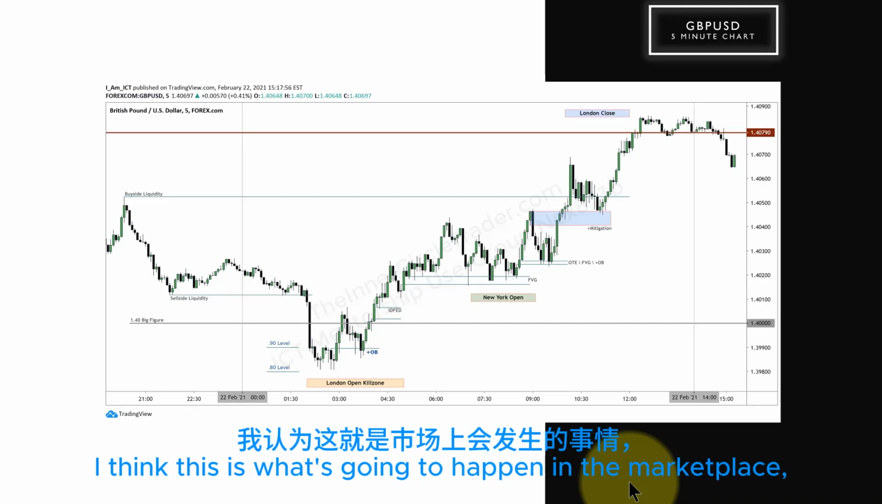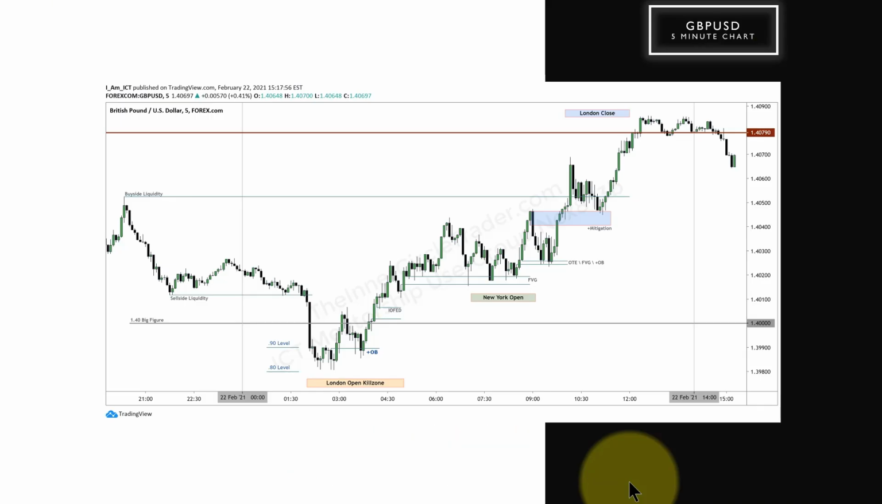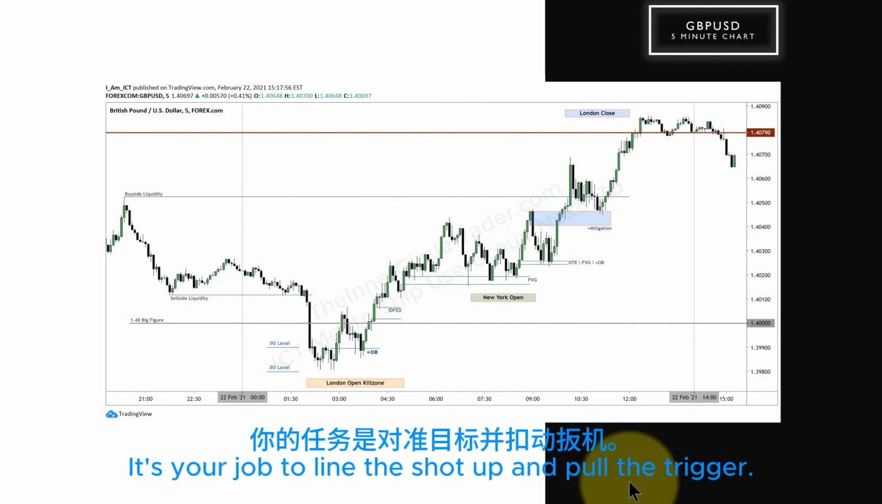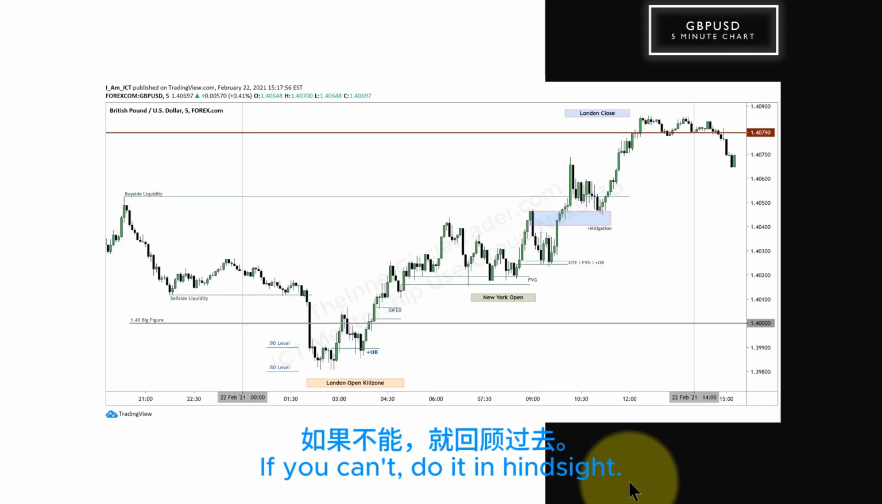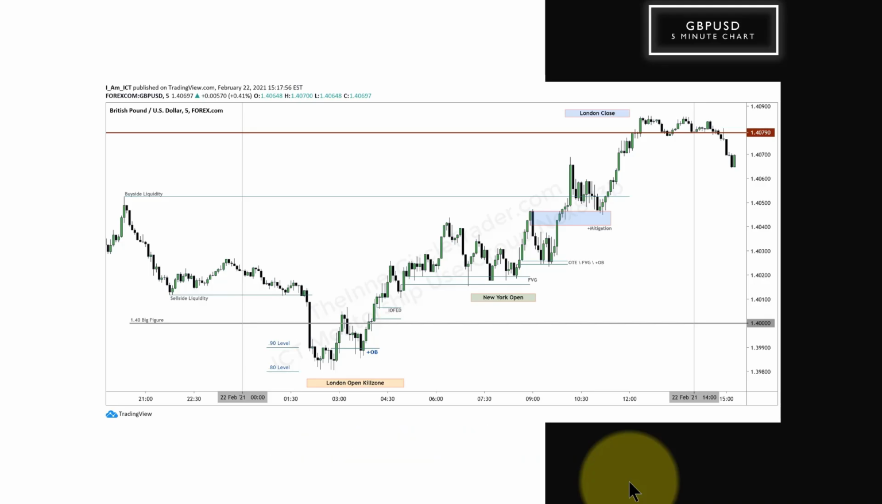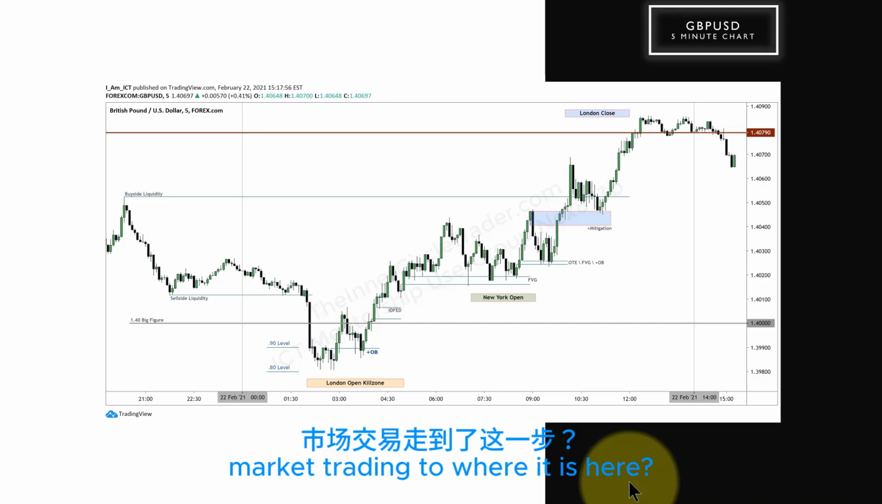If I say, I think this is what's going to happen in the marketplace, and I'm pointing your attention, I use that analogy all the time. We're at a shooting range. I'm your range instructor. I'm calling out the targets. I'm pointing. It's your job to line the shot up and pull the trigger. Now, that does not mean take live trades. It means get in front of the charts when you can live. If you can't, do it in hindsight and then break it down. What took place that led to this market trading to where it is here?